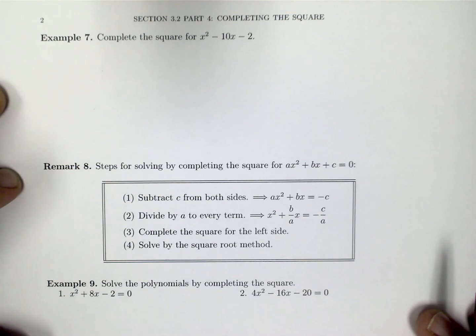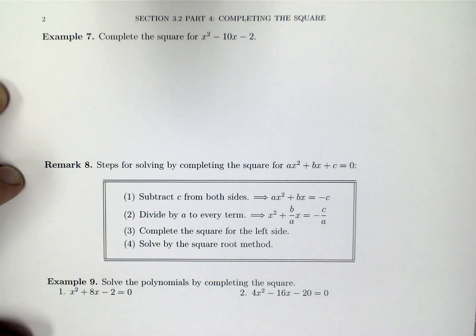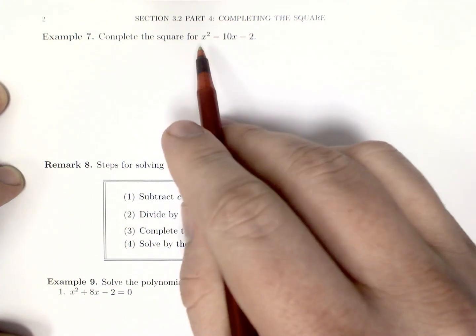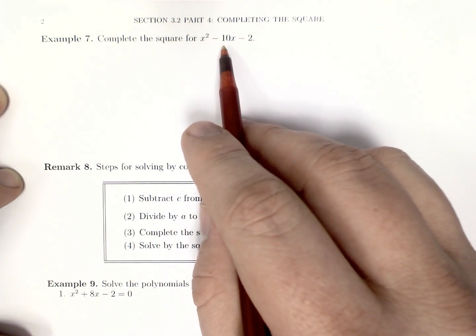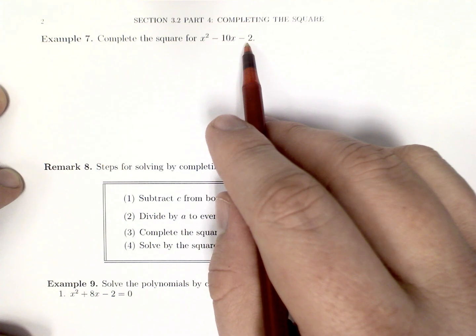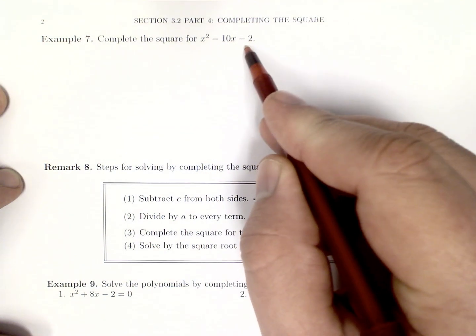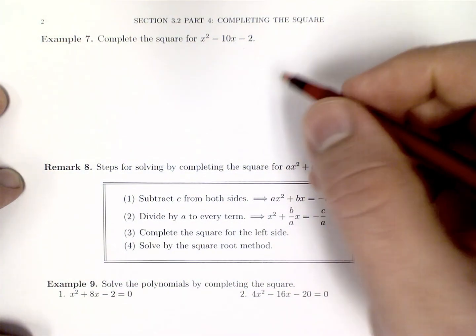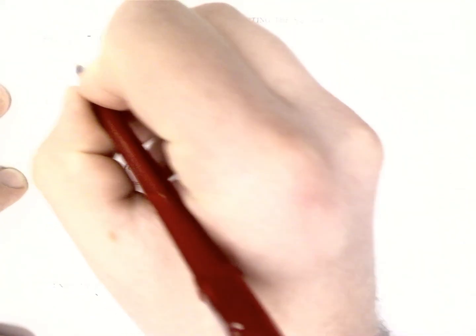When we complete the square for x squared minus 10x minus 2, we notice that this minus 10x is of a form we've seen before. Remember, x squared minus 10x plus 25. But we don't have the plus 25, we have minus 2. So let's follow those steps. Step 1 was to group the x terms, so let's start with that.